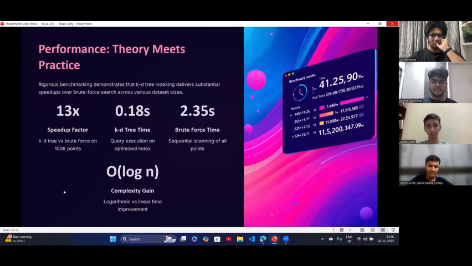Okay, in this slide, we talk about performance. So does it work? We ran rigorous benchmarks comparing our KD tree against the brute force method on a set of 1 million points. The results are clear. The brute force method took over 2.35 seconds to run a query, while our KD tree took just 0.18 seconds. As you can see on this slide, there's a 13 times speedup. This really shows the power of moving from a linear O(n) complexity to a logarithmic time complexity.